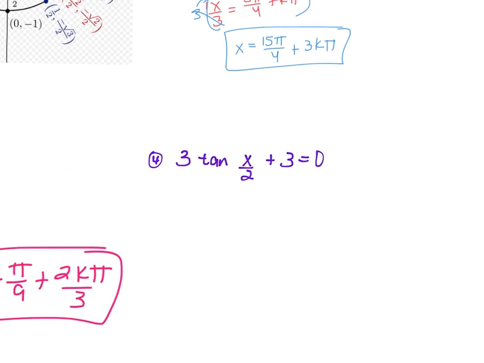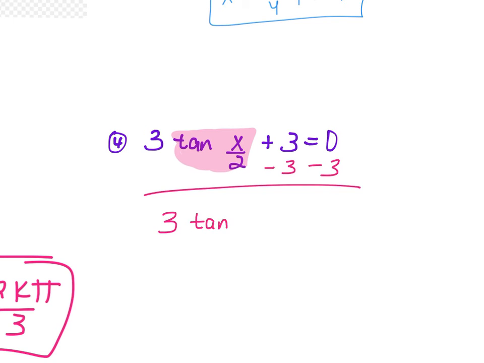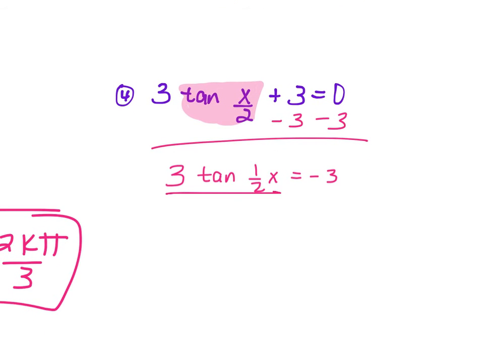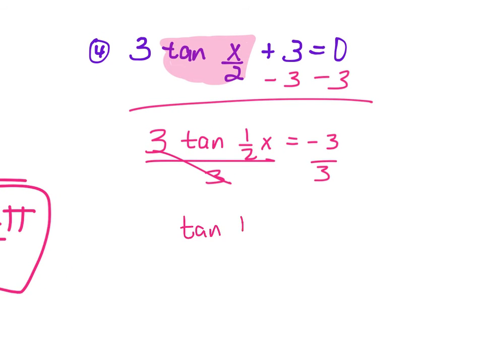And then lastly, I have tangent, okay? So again, we want to isolate our tangent. That x over 2, it's really 1/2 times x, is stuck with tangent, so I have to isolate it. I've got to get it all by itself. So I'm going to first subtract 3 from both sides. So I have 3 times the tangent of, I'm going to say 1/2 x, if you guys want to look at it that way, equals -3. Then we're going to divide both sides by 3. So I have the tangent of 1/2 x equals -1.